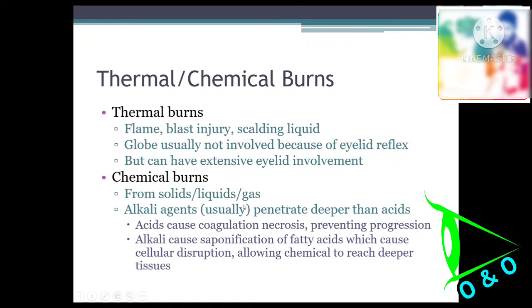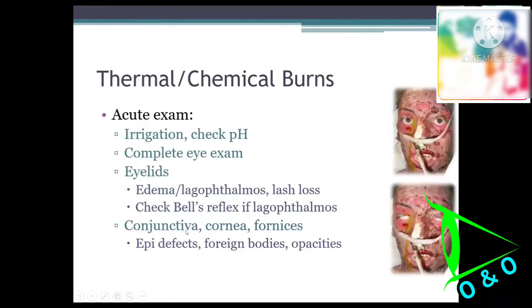Chemical burns can be from any number of agents. Alkali agents can usually penetrate deeper than acids. The mechanism is that acids usually cause a coagulation necrosis, which prevents further penetration of the acid deeper into the tissue, whereas alkali agents cause a saponification of fatty acids, which causes cellular disruption and allows the chemical to actually reach the deeper tissues. So that's why alkali agents are usually worse than acids. However, there are a few strong acids that can be really bad on the eye, but typically it's going to be alkali injuries.